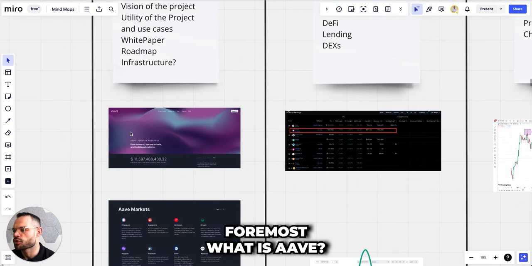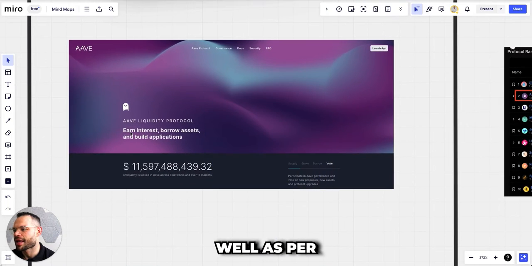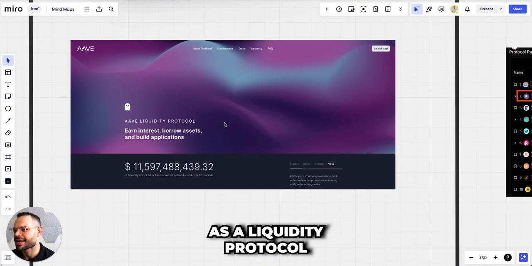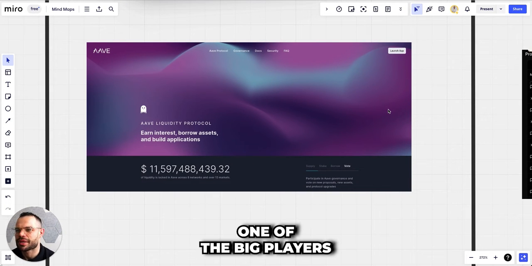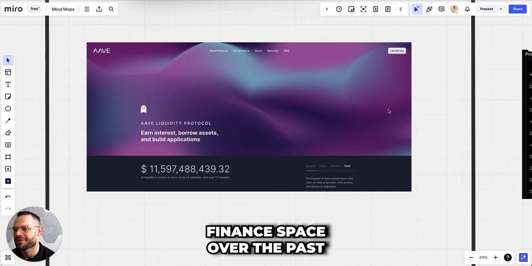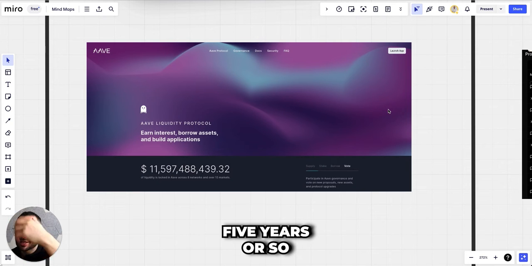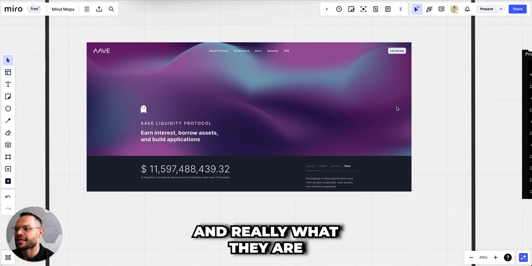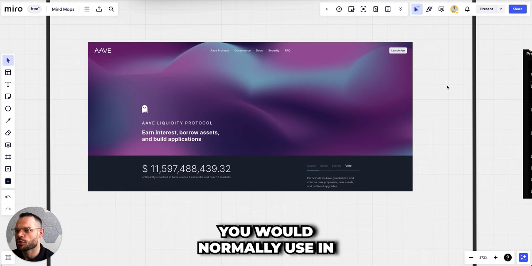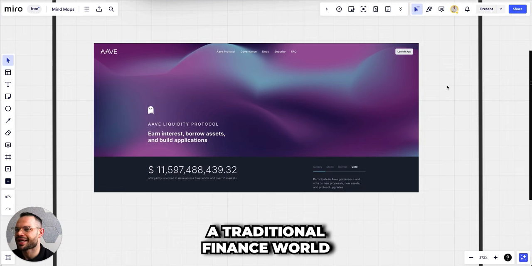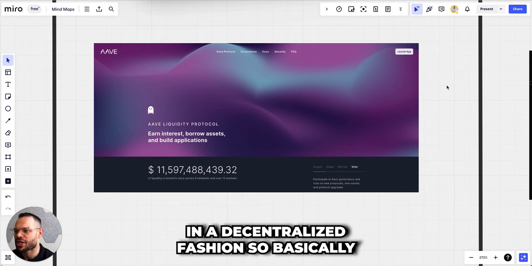So first and foremost, what is Aave? Well, as per their website, they describe themselves as a liquidity protocol. So basically giving you the ability to earn interest, borrow assets, and build applications in a decentralized manner. And Aave has been one of the big players in the decentralized finance space over the past 5 years or so. And really what they are allowing you to do is take the typical instruments and services that you would normally use in a traditional finance world and bring them onto the blockchain in a decentralized fashion.